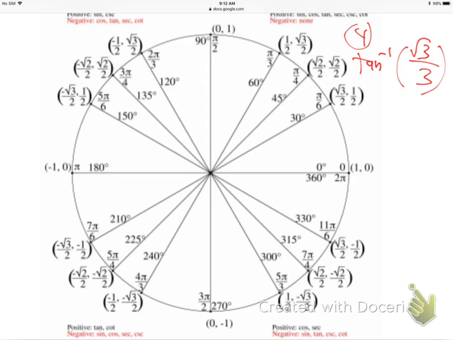So remember, for tan, you have to think about sine and cosine, right? Because tan is sine over cosine. Tangent inverse root 3 over 3, how do you get that? So you have to think about sine over cosine. How can sine over cosine be root 3 over 3? Multiplied by 1/2 over root 3 over 2.